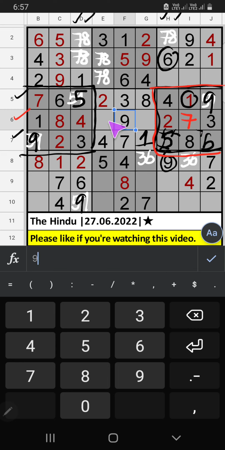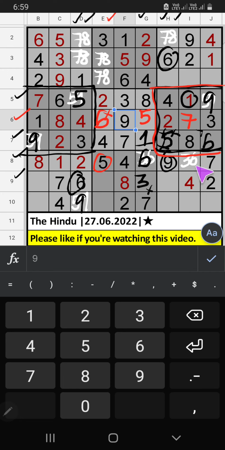6th row, 2 numbers are remaining, 5 and 6. Column E, we already have 5, so 5 can't come in this cell. 5 is confirmed here. Then 6 is here. Column G, 2 numbers are remaining, 3 and 6. 9th row, we already have 6, so 6 can't come in this cell. 6 is confirmed here. Then 3 is here.